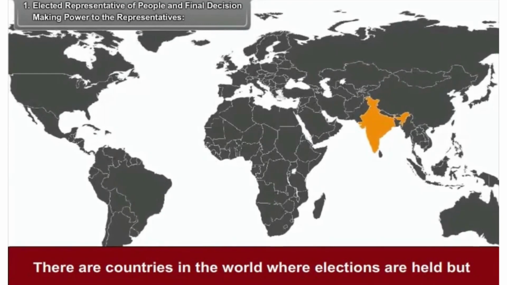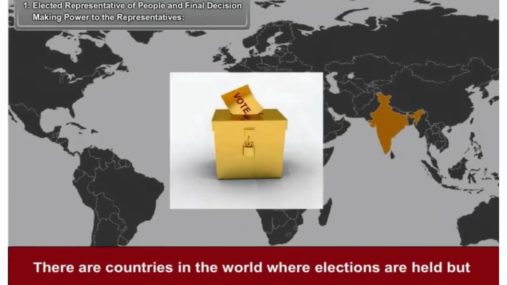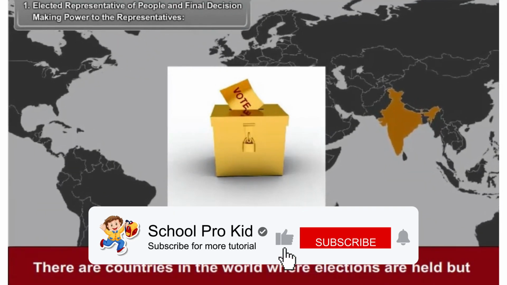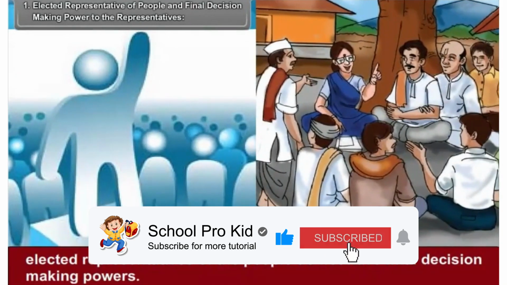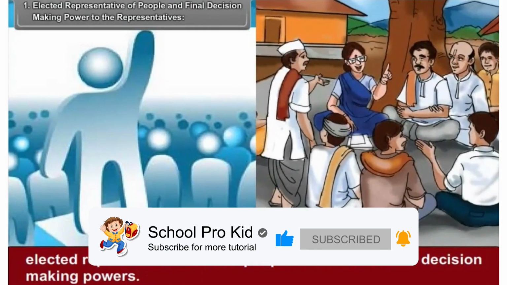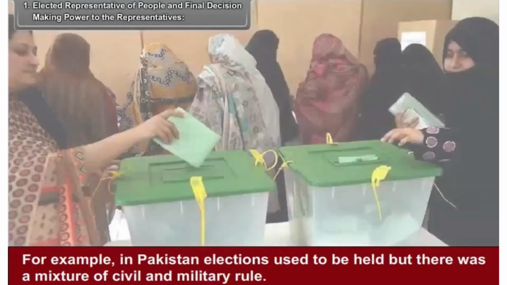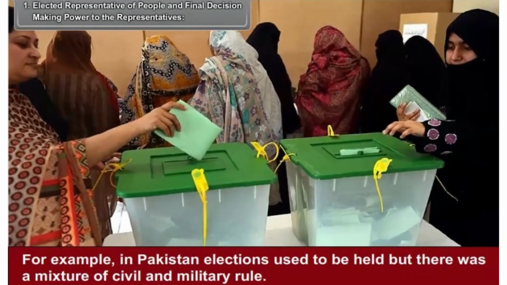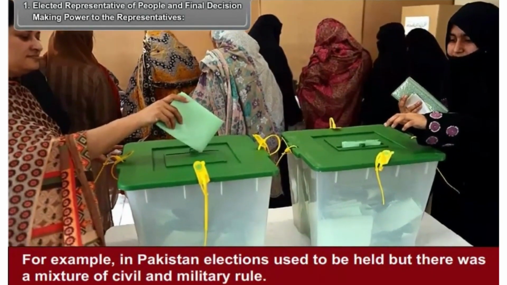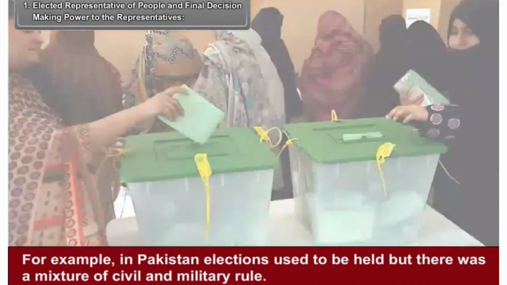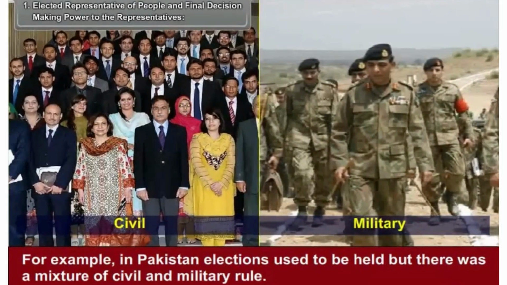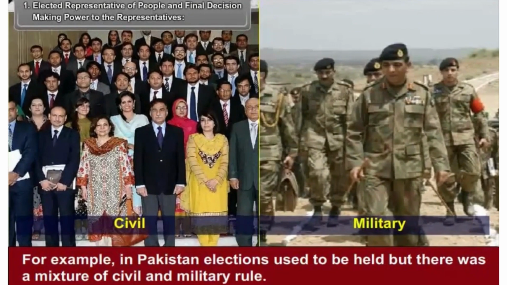There are countries in the world where elections are held, but elected representatives of the people do not have final decision-making powers. For example, in Pakistan, elections used to be held, but there was a mixture of civil and military rule.